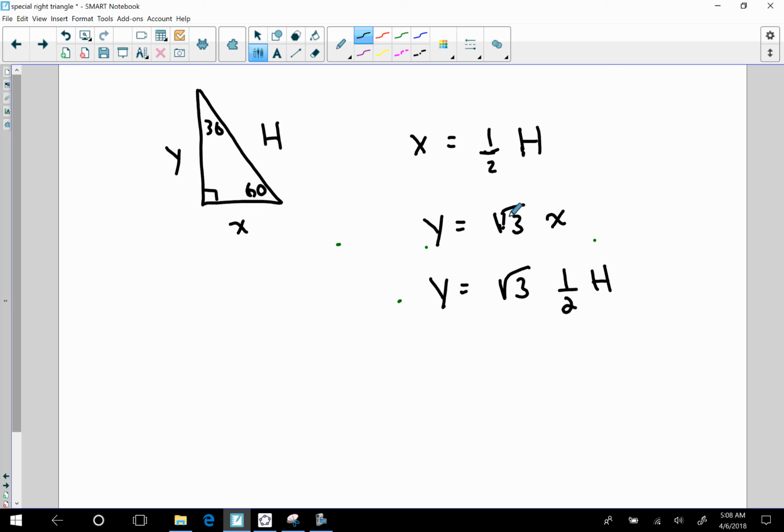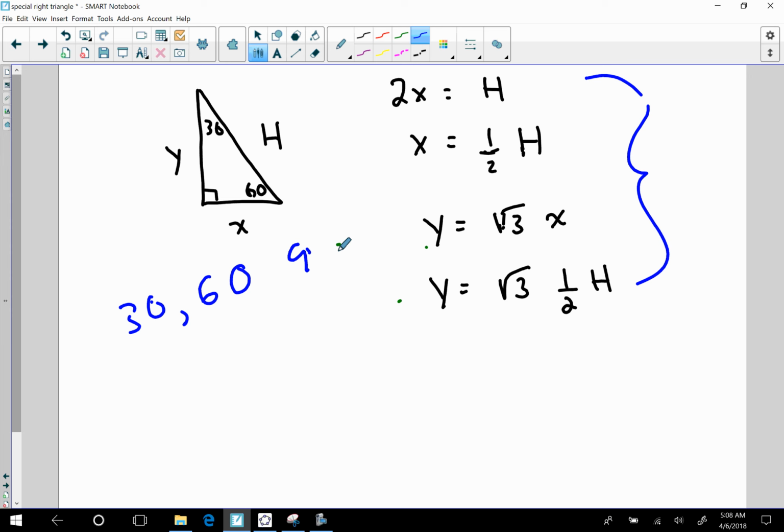Well, we can do one other thing. A property here is that 2X is equal to H. So those are the four things that you need to know about, and two of them are exactly the same. Two very nice properties of a 30, 60, 90 special right triangle. Good cliff notes on the video.